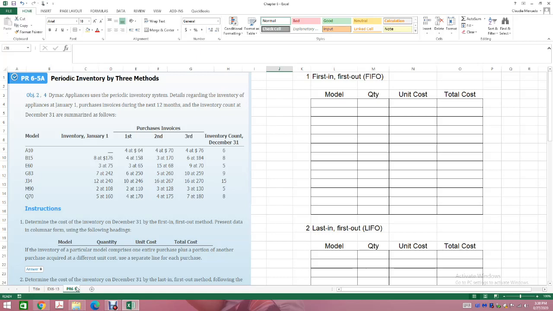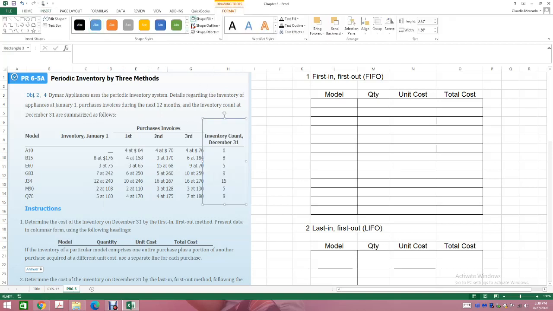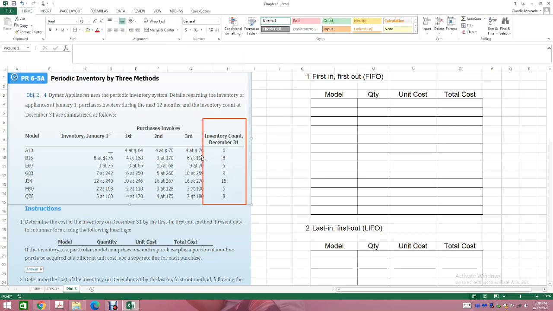It says Dymac Appliances uses the periodic inventory system. Details regarding the inventory of appliances at January the 1st, purchase invoices during the next 12 months, and the inventory count at December the 31st are summarized as follows. And then they give you the different models for the appliances that they have: beginning inventory, first purchase, second purchase, third purchase, and this is how much they have left at the end of the year. This is super important. This is what we're basically trying to figure out. How much is that valued at? That is what we did not sell. That's what we still have at the end of the year.